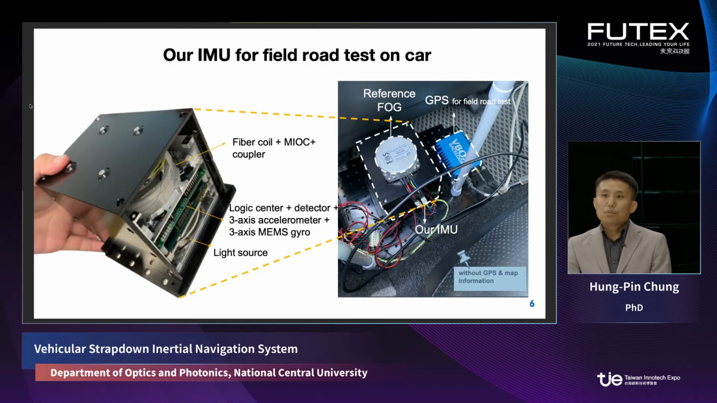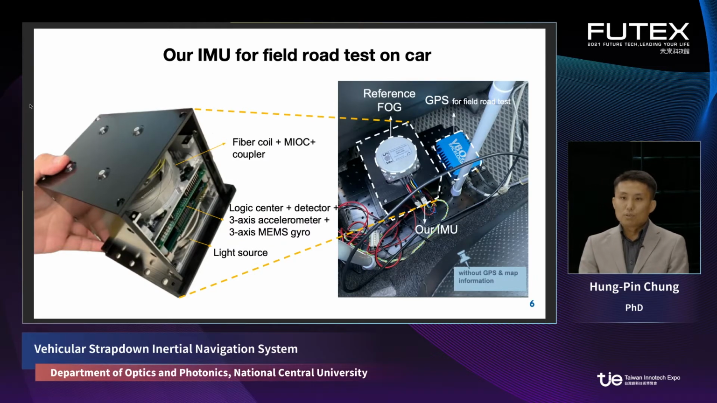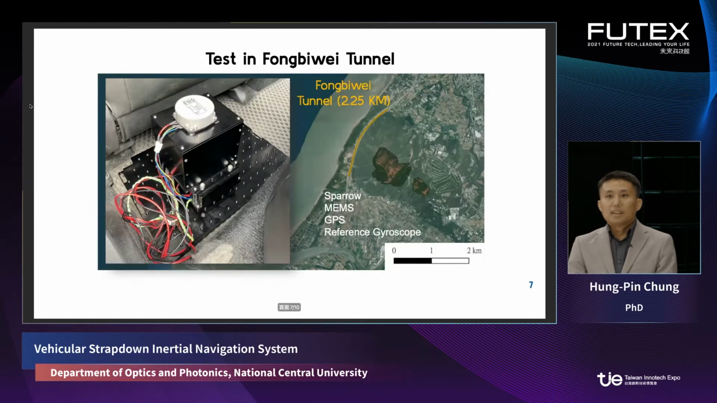And we use two reference systems. One is a reference FOG, a commercial product. The other is a GPS V-bus for reference. We tested this IMU prototype on the freeway in the Feng-Bi-Wei tunnel, which is located in the north of Taiwan island. This IMU provides different outputs: the fiber-based optical gyroscope output from the Sparrow, the reference gyroscope rotation data, and the oscillator data provided by the MEMS oscillator.